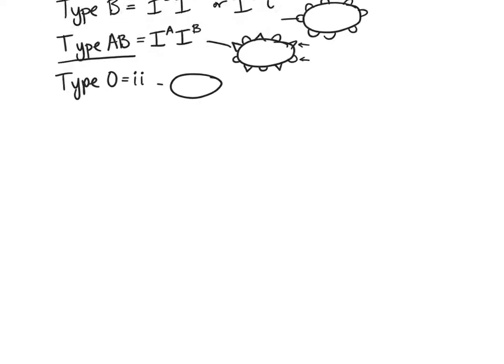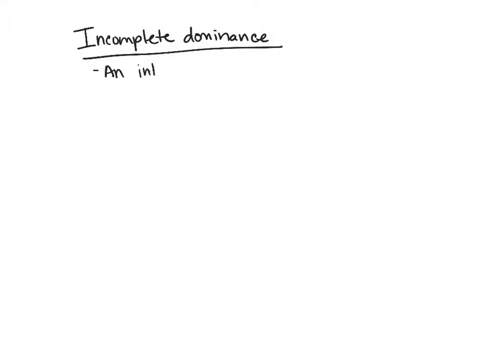The next type of non-Mendelian genetics that we're going to talk about is called incomplete dominance. So in incomplete dominance, we have an intermediate phenotype. So in the intermediate phenotype, as it implies, it is between the way the trait is expressed in the homozygous dominant or the homozygous recessive person or item. And so we see something that's between.